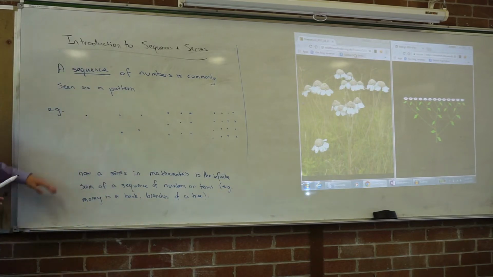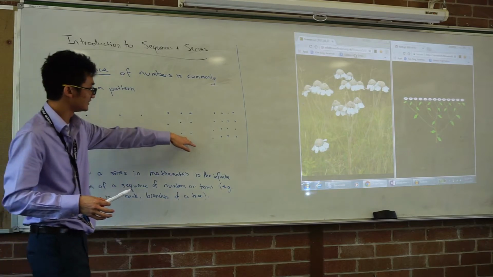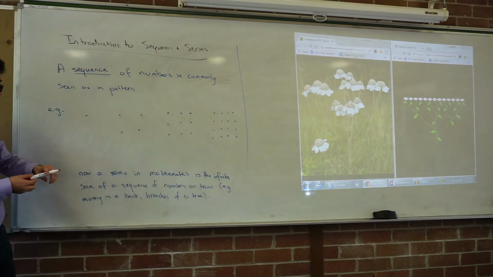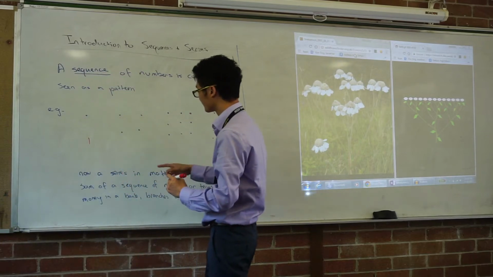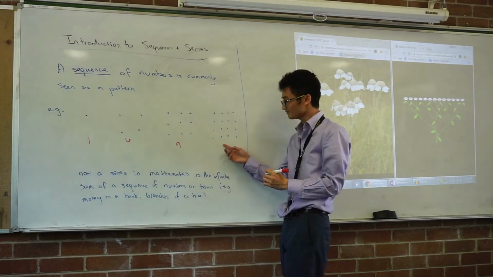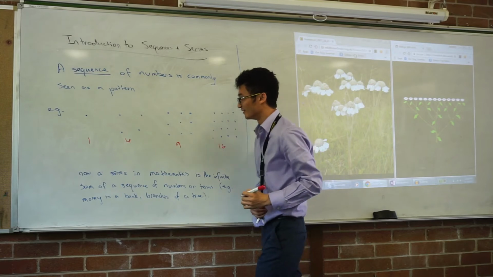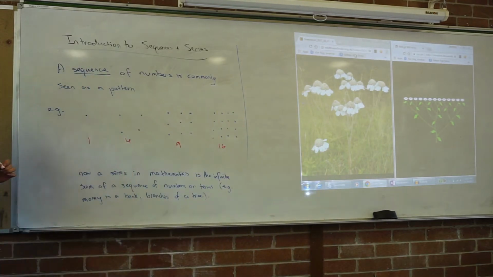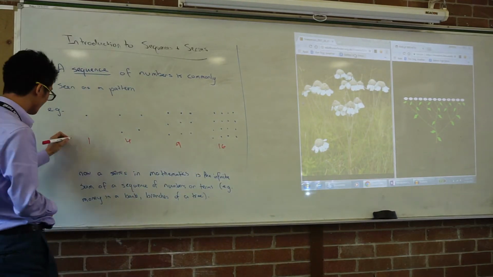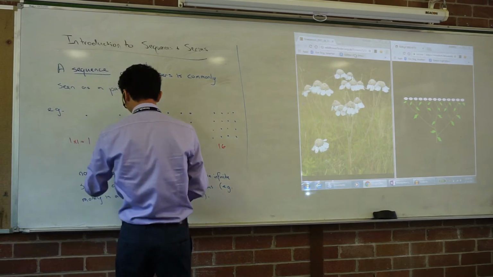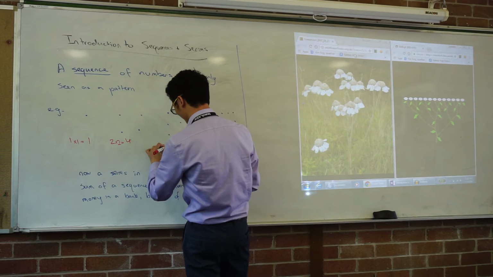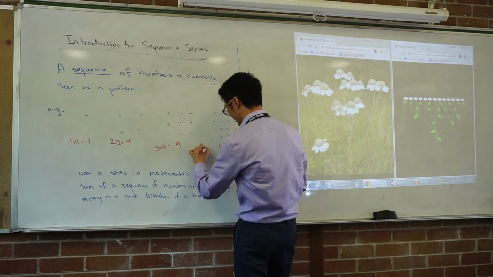For example, if I look at this one over here, I can see there are these squares I'm creating. Times tables. So here I've got one dot, 1 times 1. How many dots do I have here? 4. 16. And as Callum very well pointed out, these are actually the square numbers. 2 times 2, 3 times 3, 4 times 4.